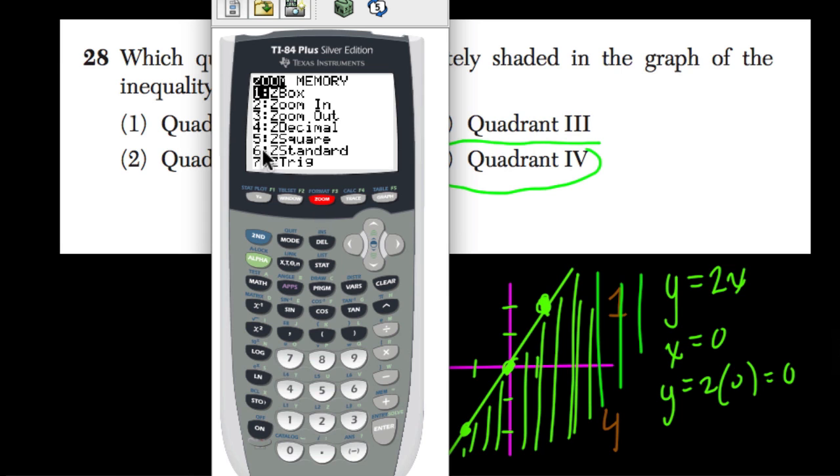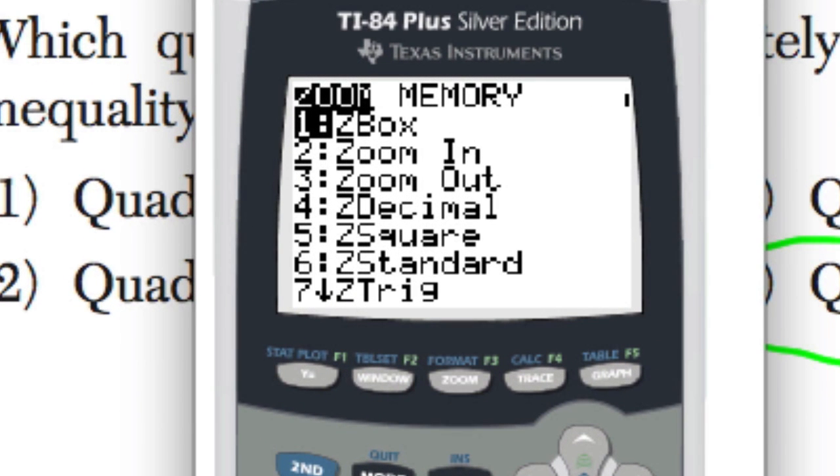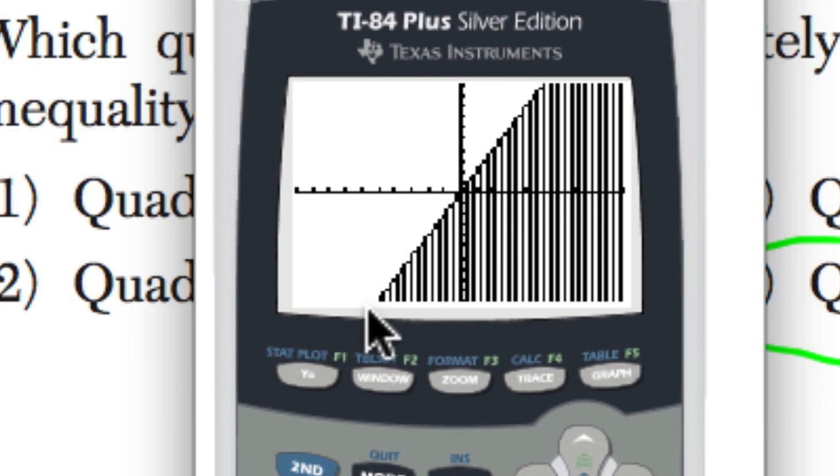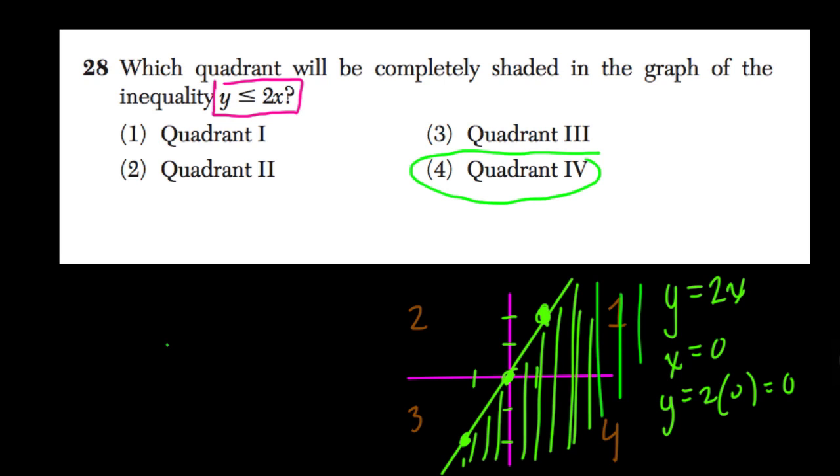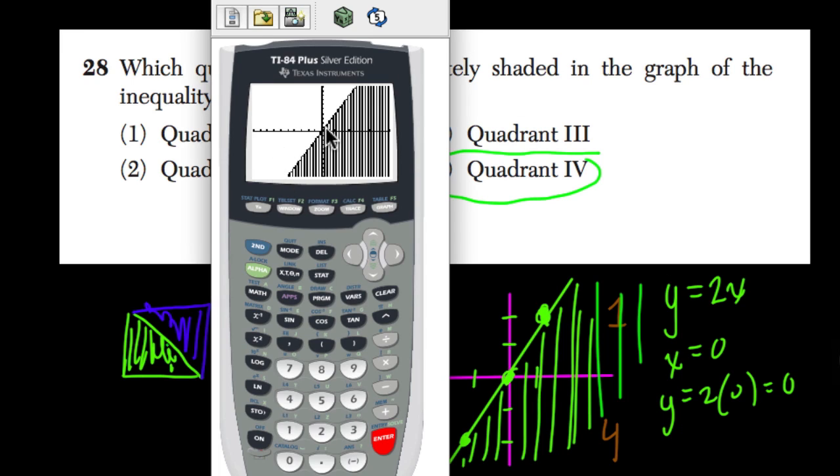For my zoom, I'll hit zoom standard, 6, enter. And there you can see the shaded-in region, and you can even see how the fourth quadrant is covered completely. The only thing that's probably hard for you to see is that when you're toggling through, if you see a triangle like this, that means the graphing calculator will shade below the line, so y is less than. But if you see the top shaded region, that means it's going to be greater than. Now the calculator can't tell you if the line is solid or dashed.